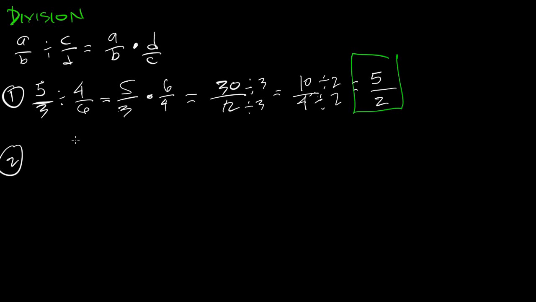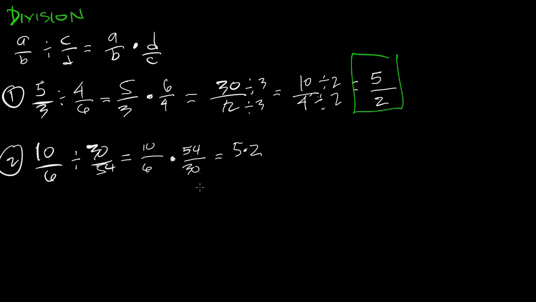Next. 10 over 6 divided by 30 over 54. Copy na lang ulit to. And then, magiging multiplication na siya. Flip nyo, magiging 54 over 30. At tapos, hahati-hatiin nyo sa maliliit na numbers. Or, let's say, ano bang factors ng 10? So, we have 5 and 2. And then, sa 6, meron tayong 3 and 2. Times, sa 54, meron tayong 9 and 6. Sa 30 naman, we have 5 and 6.